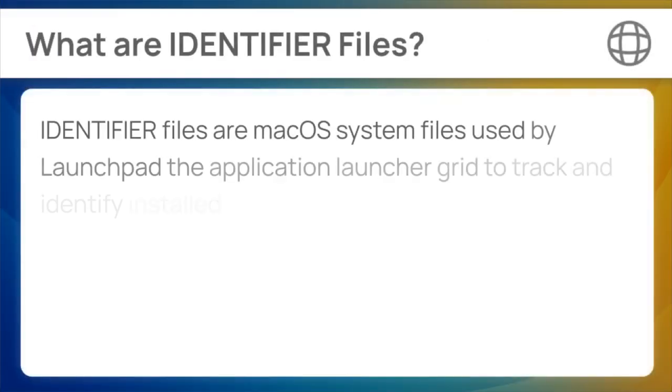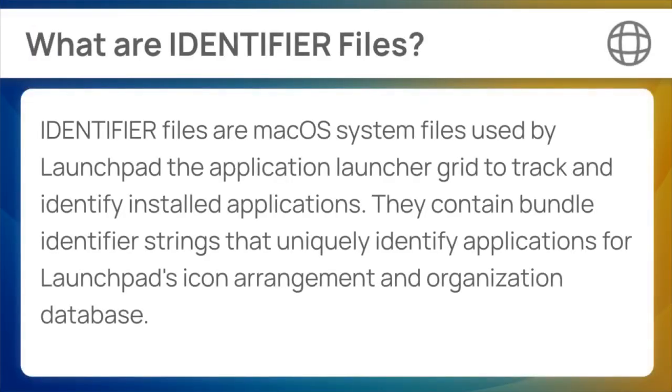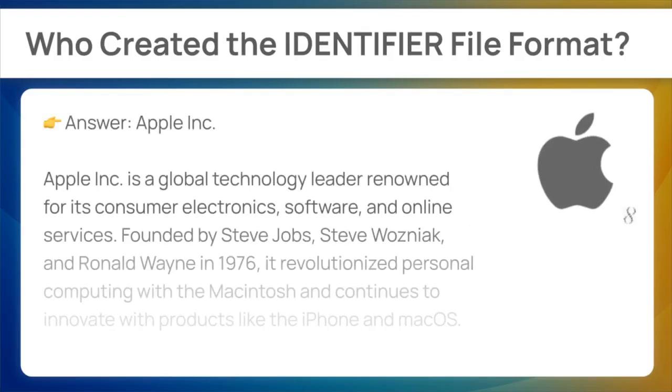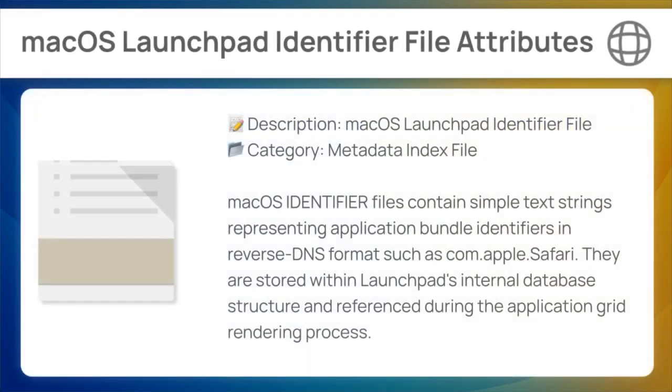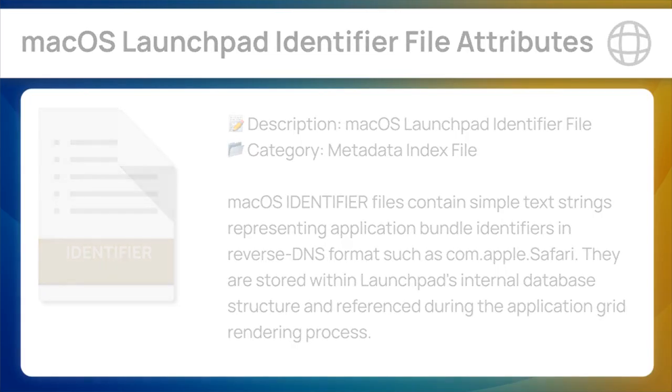Identifier files are macOS system files used by Launchpad, the application launcher grid, to track and identify installed applications. They contain bundle identifier strings that uniquely identify applications for Launchpad's icon arrangement and organization database. macOS identifier files contain simple text strings representing application bundle identifiers in reverse-DNS format, such as com.apple.Safari. They are stored within Launchpad's internal database structure and referenced during the application grid rendering process.